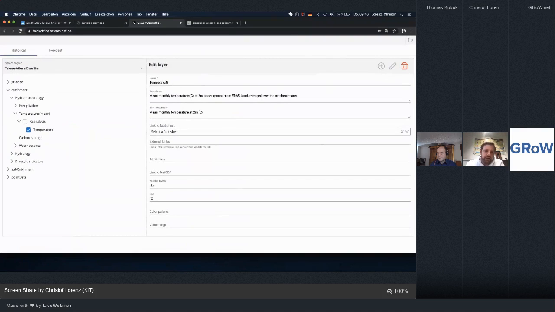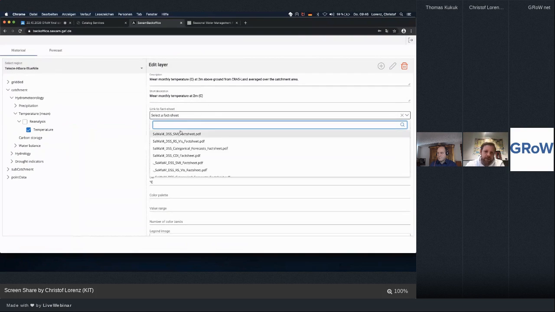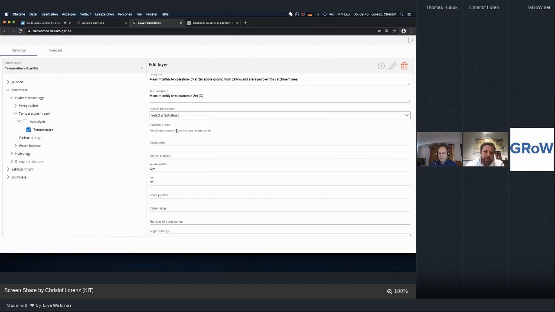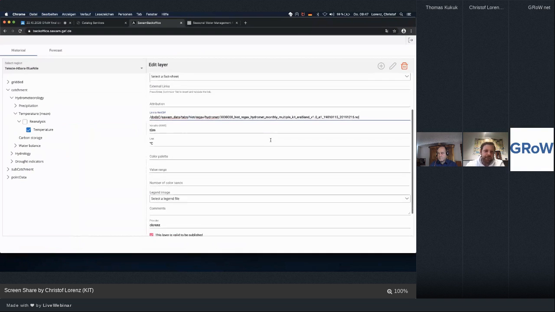And now we can enter the name of the layer. We can add a description. We can also add a short description which is shown when I select the layer in the tool. We have the option to select a fact sheet now, which is very nice because this is automatically loaded from our THREDDS server. So if we add a new fact sheet, there's no need for any manual changes to the tool. The tool automatically identifies all the currently available fact sheets. We can add, of course, the attribution, and this is here now the link to the netCDF, and this is where I put now this data set link.